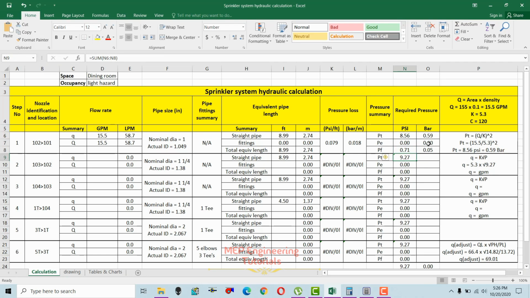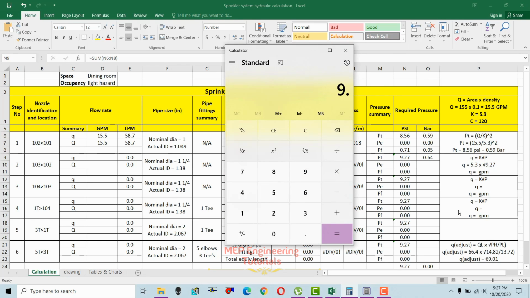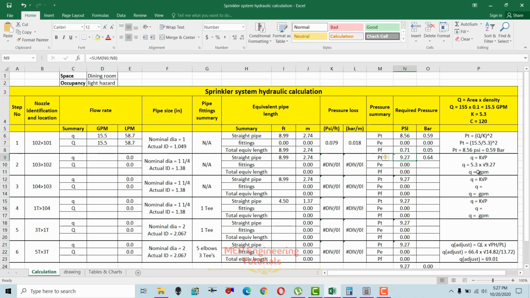If you want to get this in bar, you have to do the same thing, equal to the sum. So you will get 0.64 bar, and the total pressure is 9.27 at this point. So we use 9.27 pressure and K of 5.3. Let's check: square root of 9.27 times 5.3, we'll get 16.14 GPM. The same Q we have to use in here, 16.14.